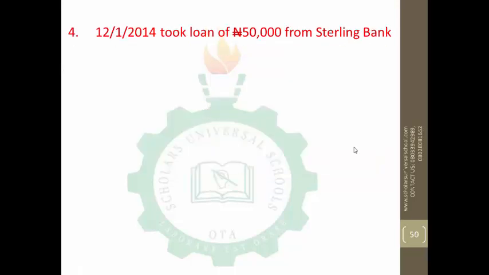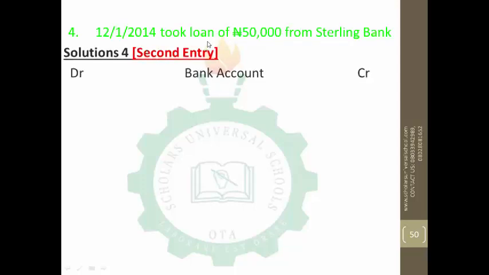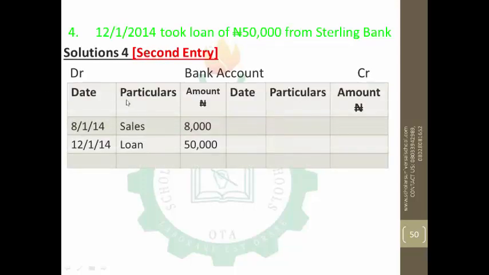Now, the second entry, because the money is dropping into your bank account, you have to debit your bank account. And don't forget that for transaction 3, we have received money on sales of goods for 8,000 naira. Because you have opened your bank account before, you are not supposed to open another bank account. Are you getting what I'm saying? So I want to be seeing all the transactions that relate to my bank account in this particular ledger.